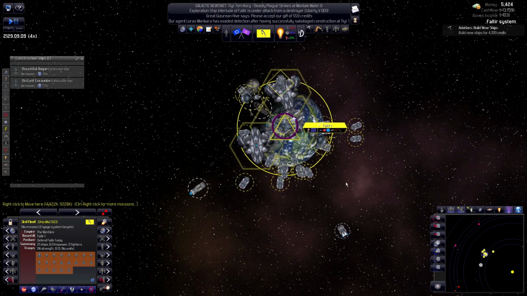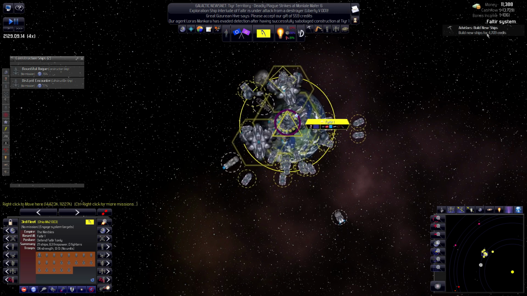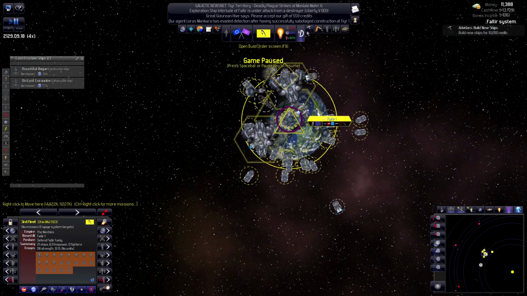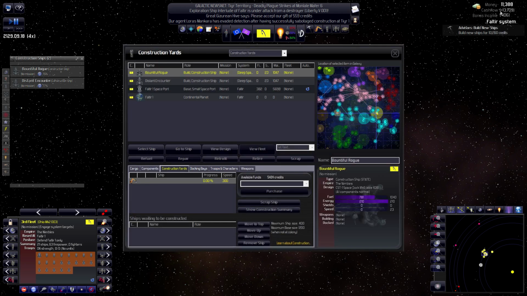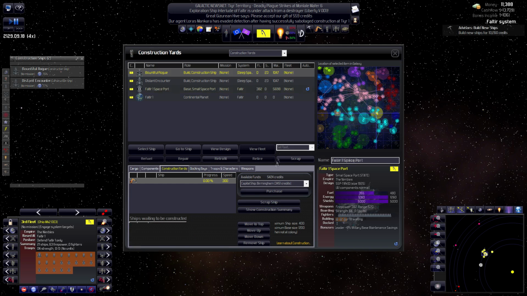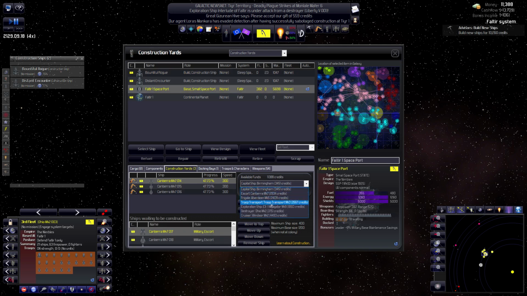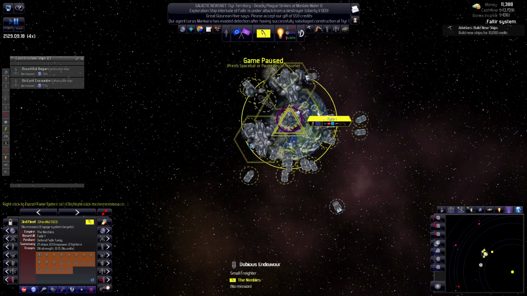And we are building a fleet again. Now, I've got a little bit of money here, so let's go ahead and cash flow. I want to build four. I can build two of these. Two cruisers.